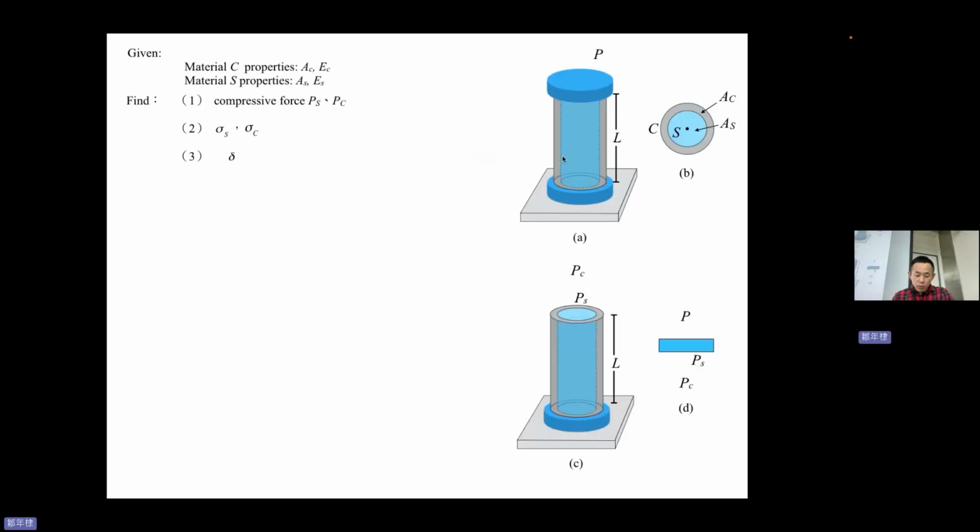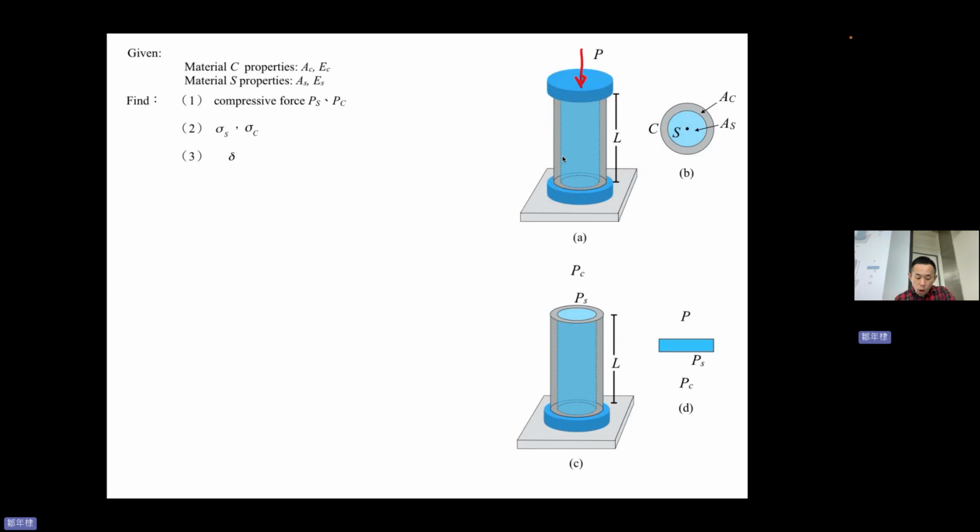Okay, so here will be the given material C and S. There are two materials, C and S. Okay, and area AC, area AS. And then we have a force applied to a thin glass, maybe, and we will ignore this one. We'll ignore this, okay? We just focus on C and S, two materials in the middle, okay?